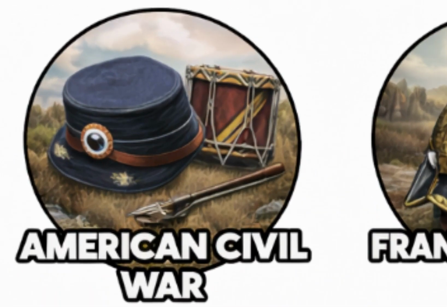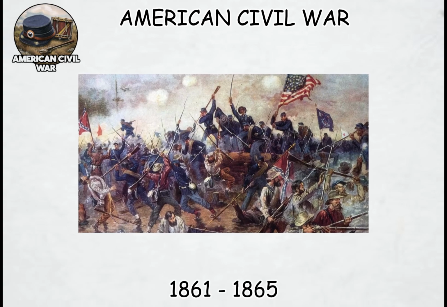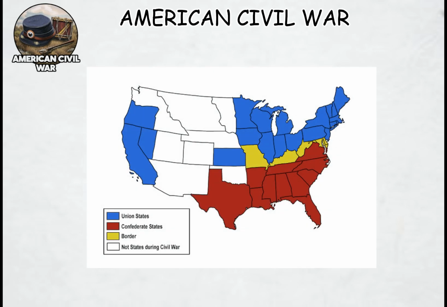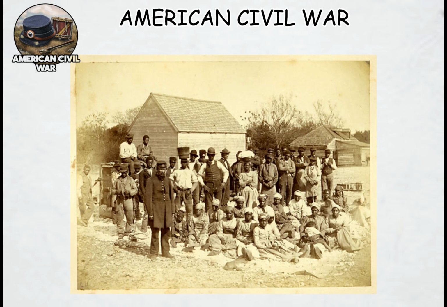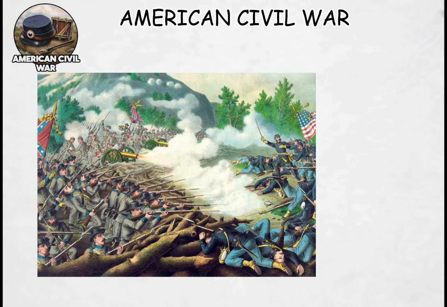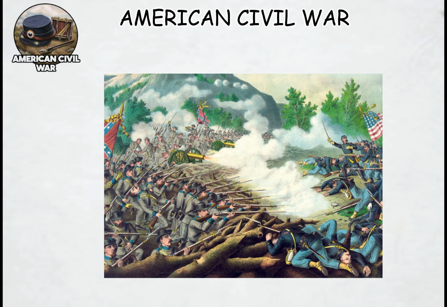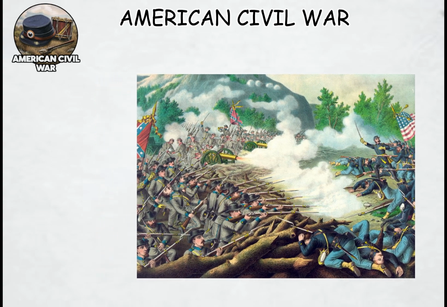American Civil War. The American Civil War was fought from 1861 to 1865 between the Northern Union states and the Southern Confederate States. The war centered largely on the issue of slavery, as well as disputes over states' rights and political power. It became one of the deadliest wars in American history. The Union victory preserved the United States and led to the abolition of slavery.